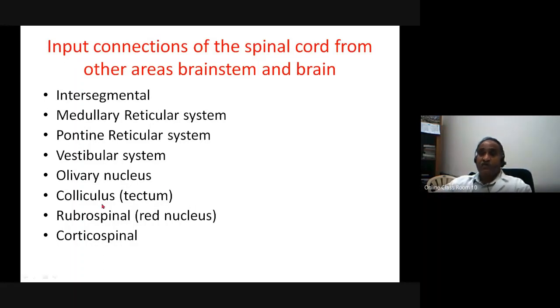Then we have the rubrospinal tract, that means from the red nucleus, they will descend. Then we have the corticospinal tract, that means from the motor cortex, they descend down. But it is the motor cortex of the opposite side. These are of the opposite side, so they will cross in the medulla. So most of them, especially the pontine reticular system, may be from the same side, and the vestibular system is from the same side. The olivary is from the same side. These other things are from the opposite side.